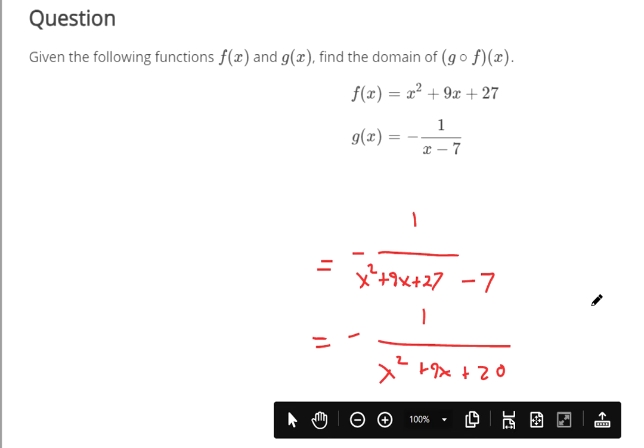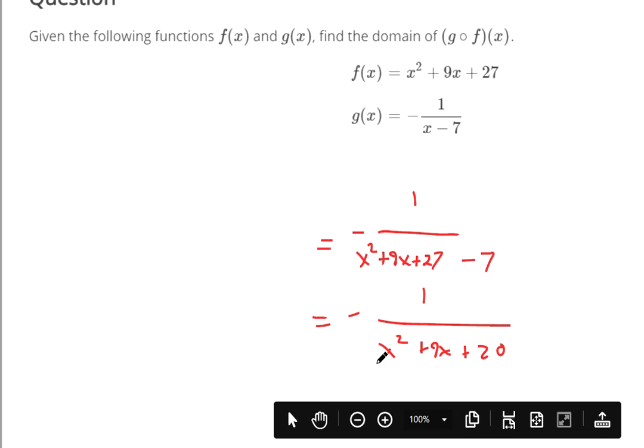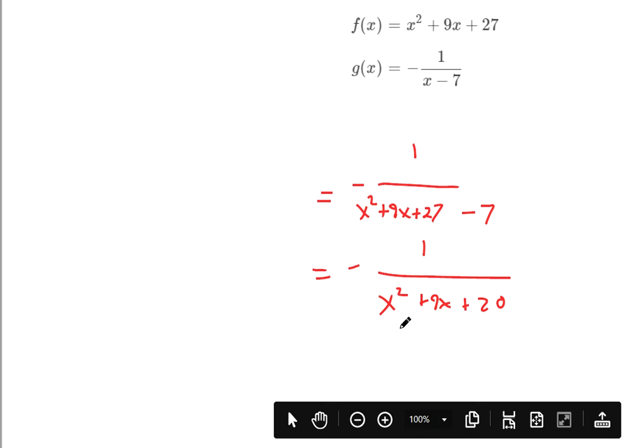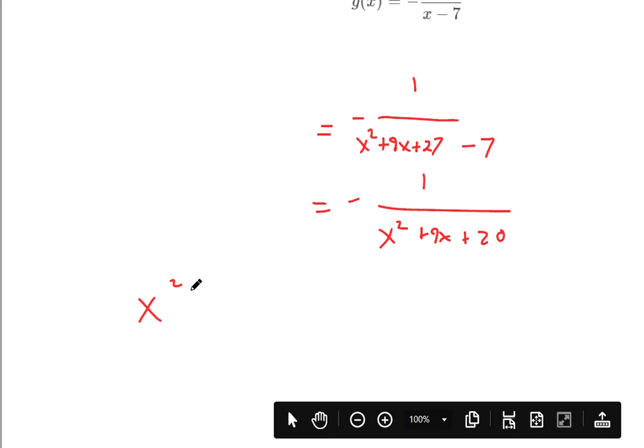Looks like that's it. Whoops, I missed the point of this function. It's asking for the domain. So the domain means we're supposed to find all the values that work for x. And the easiest way to probably do that is work in reverse, like find all the values that don't work for x. What would cause divide by 0 problems? That would be if the denominator equaled 0.